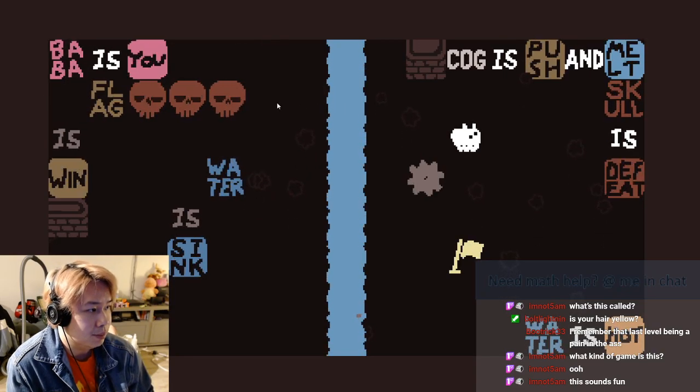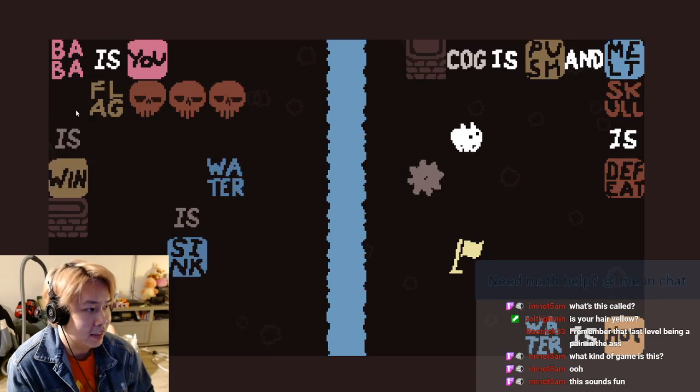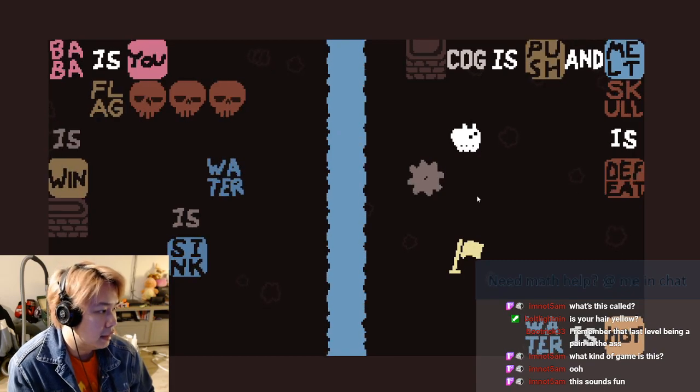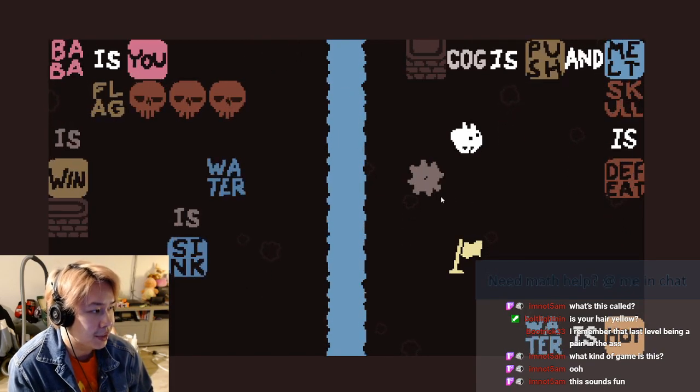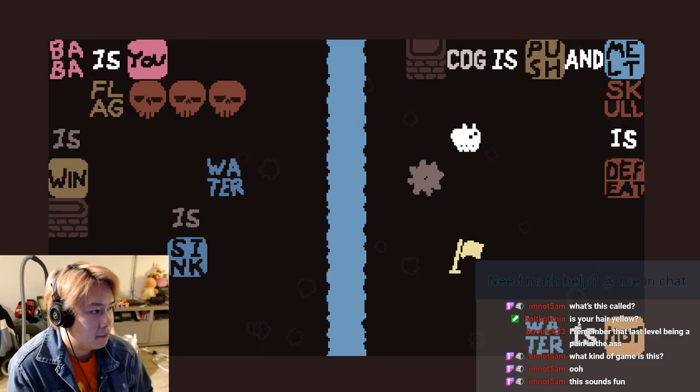So my plan is to make a stack of a couple items, and then I can push it along so that it'll push the flag into here. Now the issue is the cog is the only real option I have to push stuff. And right now, it's going to melt when it touches the water because the water is hot.